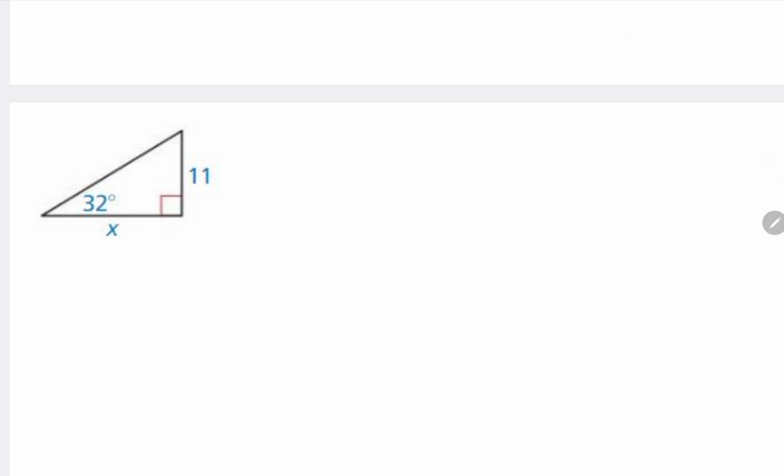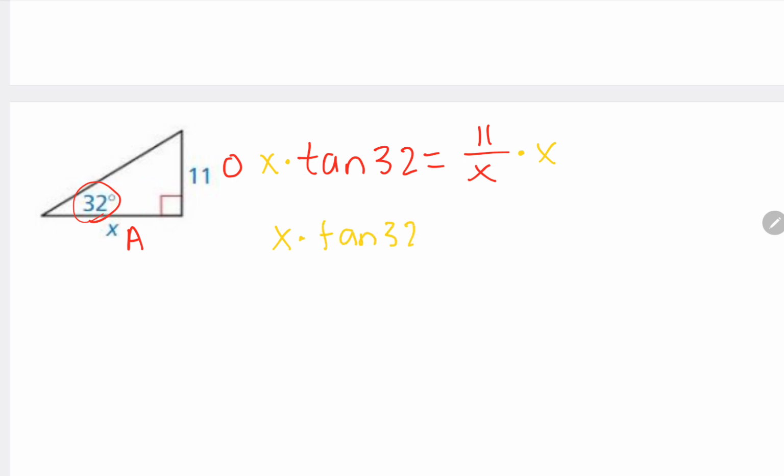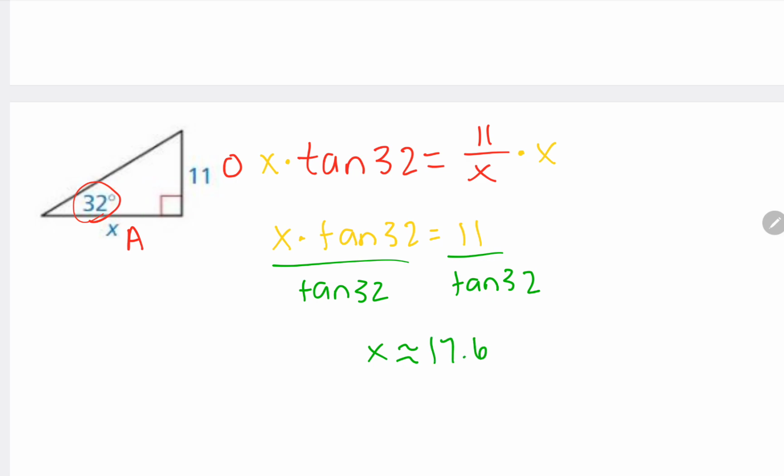Let's do another one real fast. 32, not a special right triangle. That's opposite. This is adjacent, so we're using tangent again. Tangent of 32 equals opposite over adjacent. The x is in the denominator. These are the ones that are a little bit trickier. It takes 2 steps. First, we multiply both sides by x. Then we divide by tangent of 32 to get the x by itself. And on your calculator, if you take 11 divided by tangent of 32, you should get about 17.6.